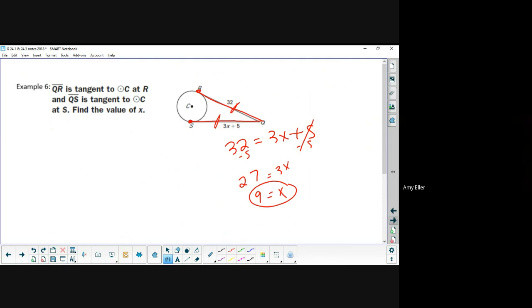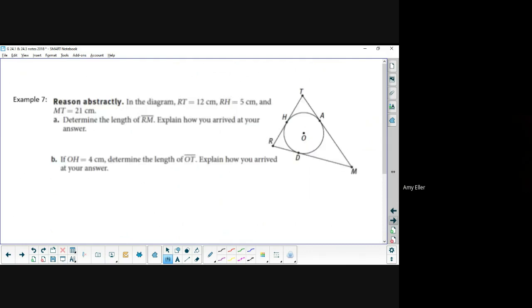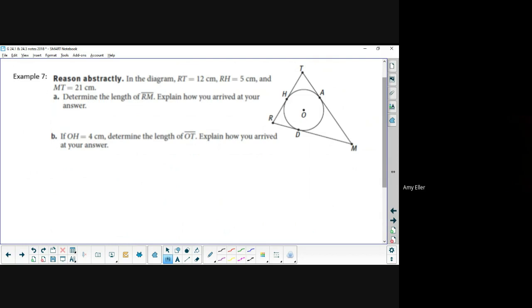Last one. Example 7. In the diagram, RT is 12. RH is 5. and MT is 21. Determine the length of RM. Explain how you arrive. We don't have to explain, but we're going to show our work.